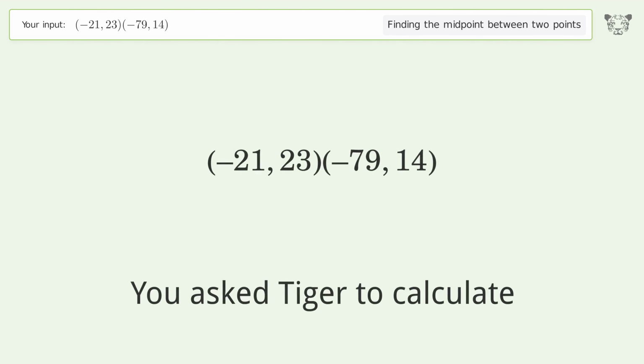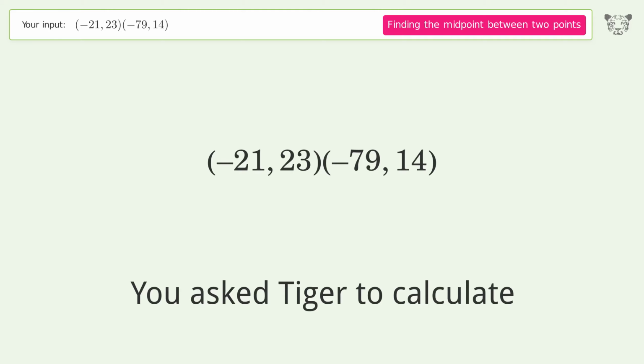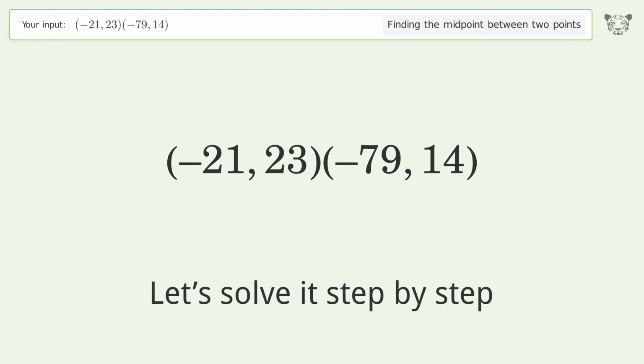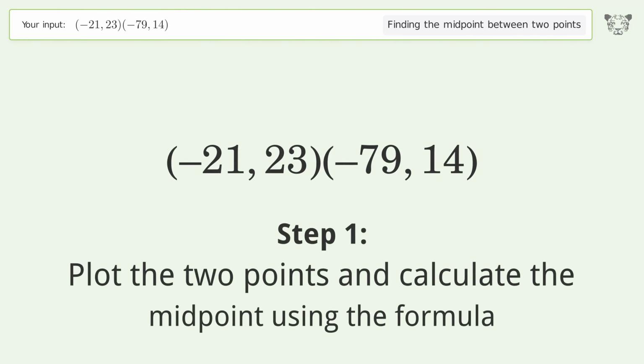You ask Tiger to calculate. This deals with finding the midpoint between 2 points. The midpoint between the 2 points is -50, 18.5. Let's solve it step by step. Plot the 2 points and calculate the midpoint using the formula.